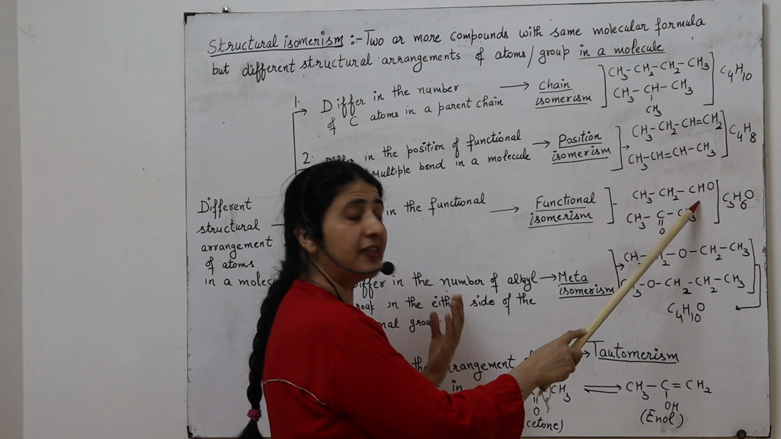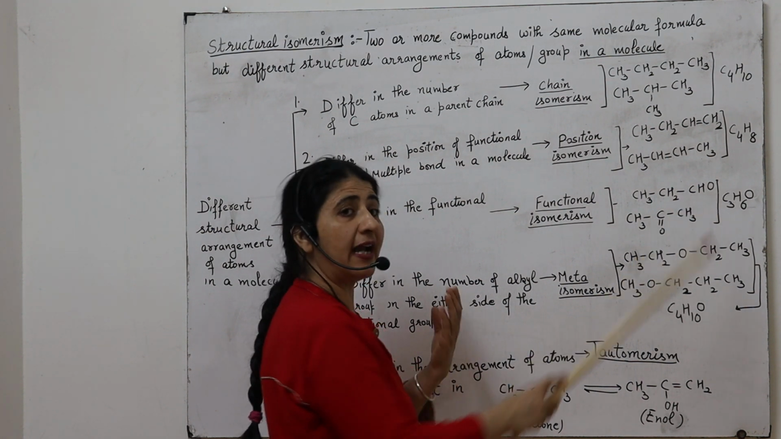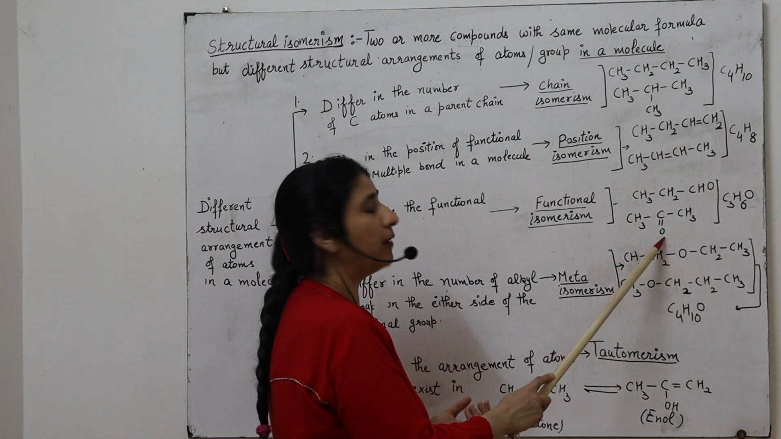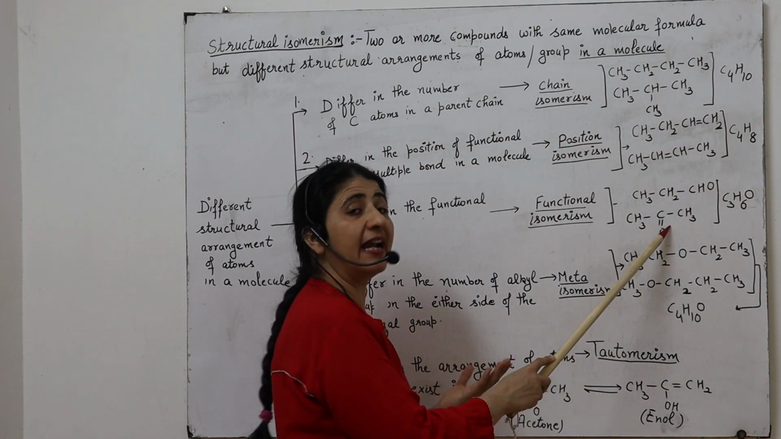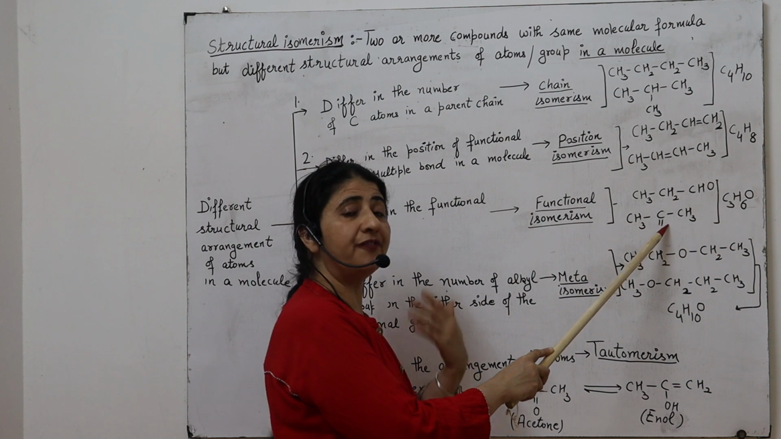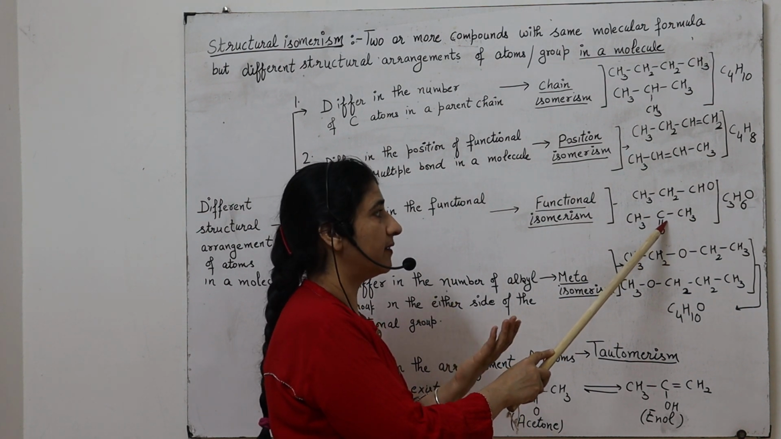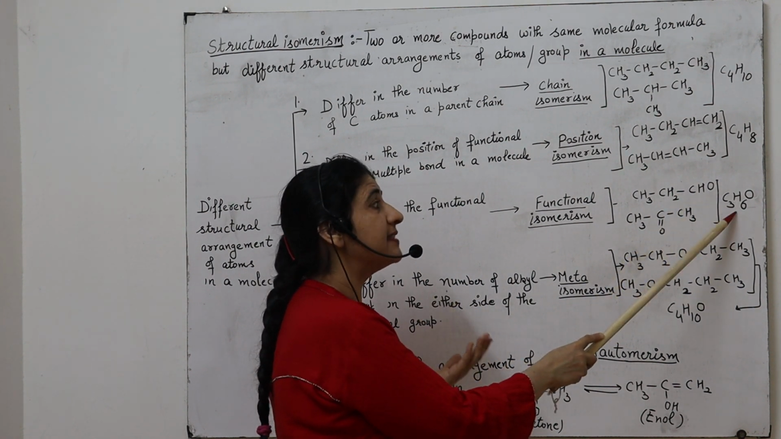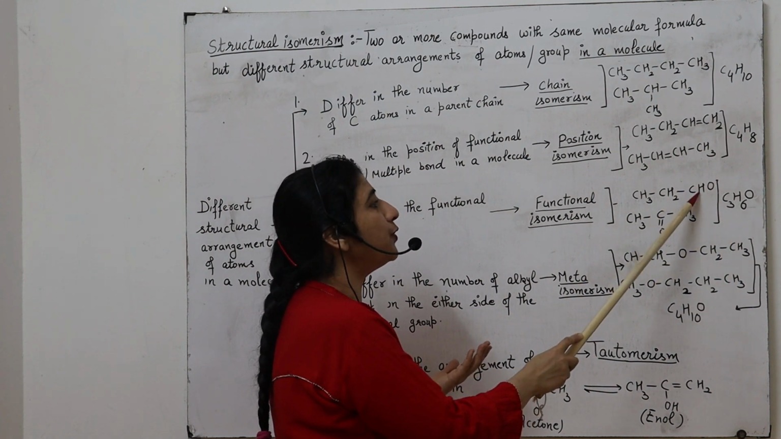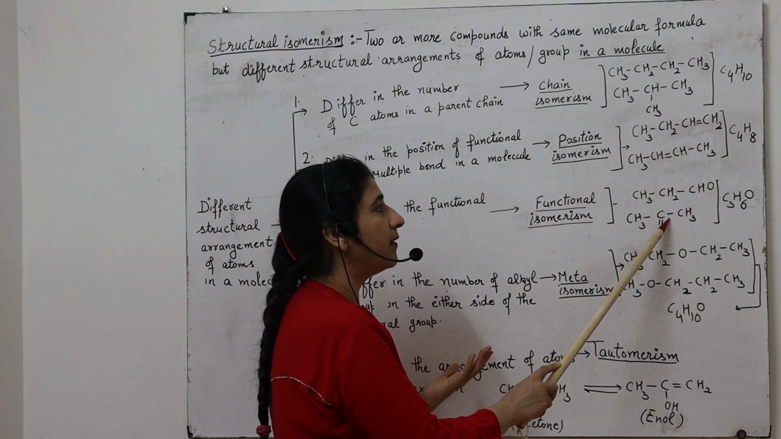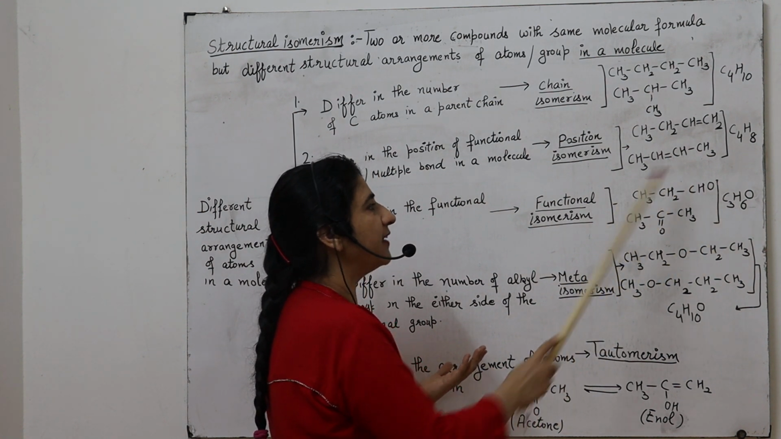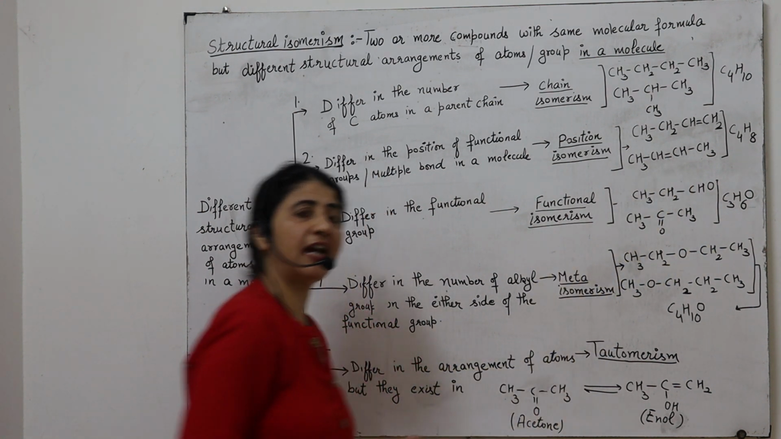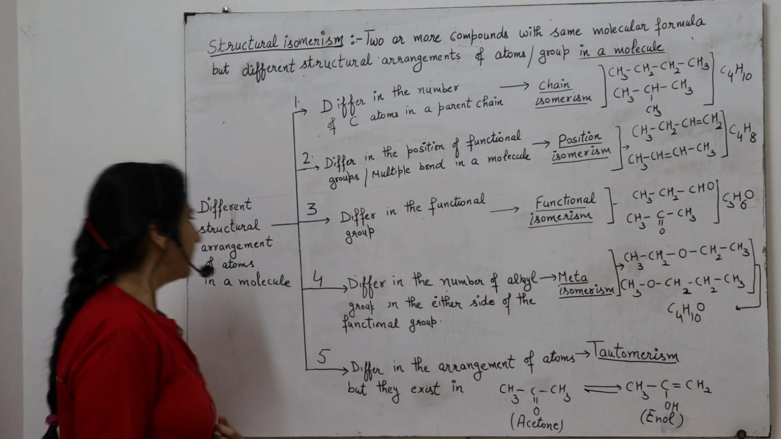Due to the presence of the aldehyde group, this compound shows aldehyde properties and this compound shows ketone properties. It means they show different physical and chemical properties, but the molecular formula is the same. So due to the difference in the functional group, these isomers are functional isomers, and this phenomenon is known as functional isomerism.